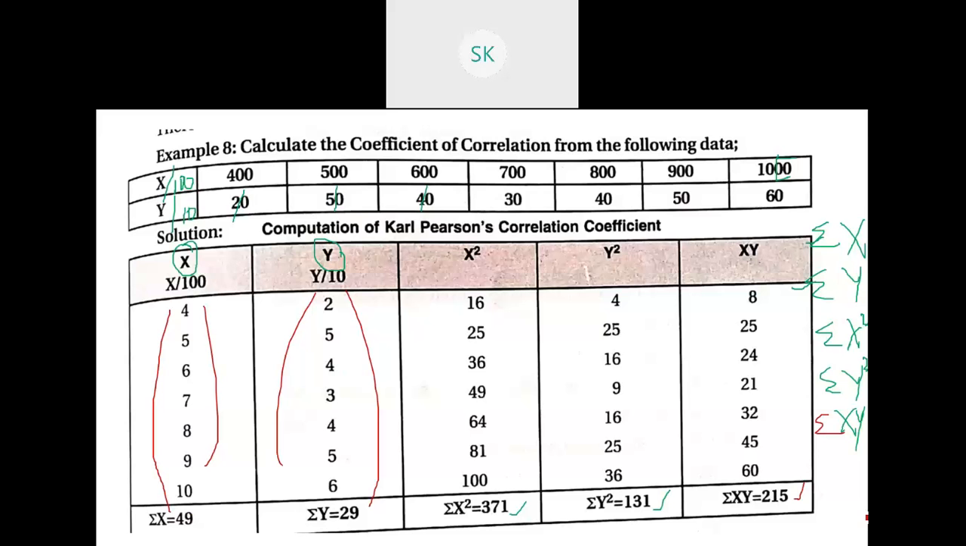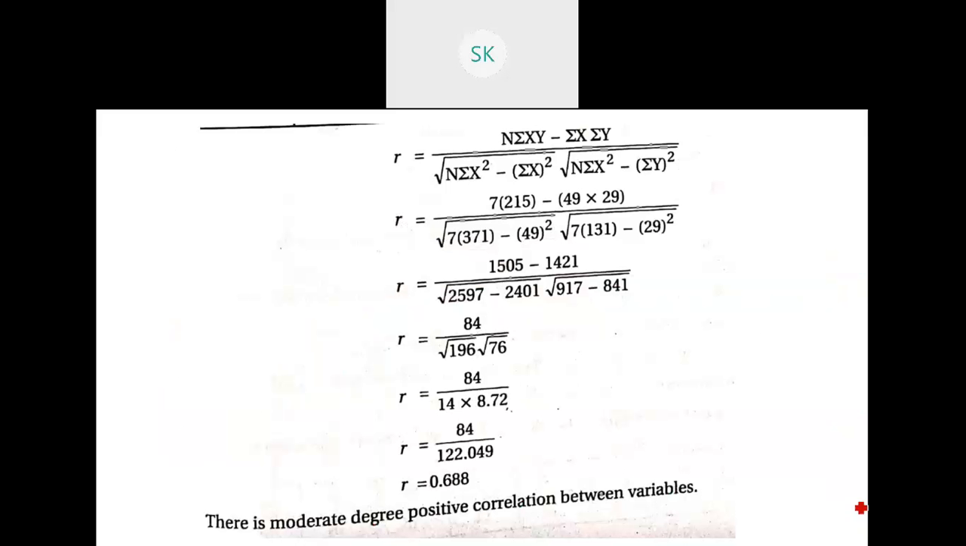Now since I have all the values, let us apply them into the formula. Going to the formula, r is equal to n into summation xy minus summation x into summation y, whole divided by square root of n into summation x square minus summation x whole square, into n into summation y square minus summation y whole square. Okay, I am not sure why they have written the formulas wrong everywhere.